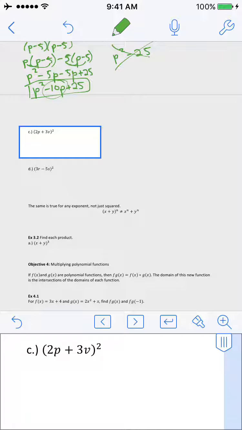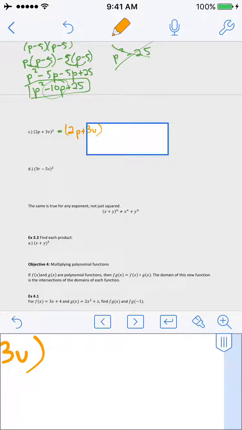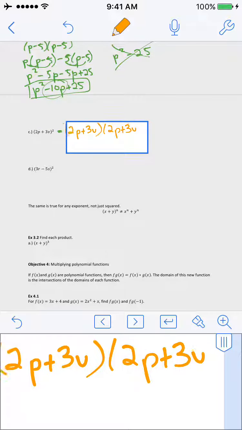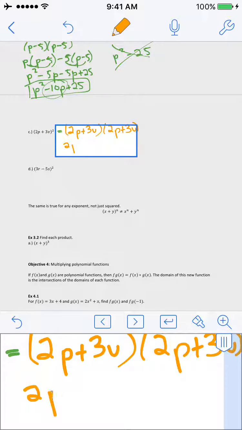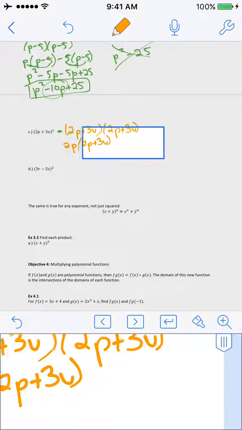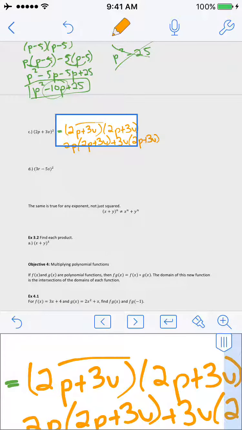But we're going to rewrite this as, let's use a different color, 2p plus 3v times 2p plus 3v. Right? So we'll rewrite it as that. And then we'll split it up via monomials. So 2p times 2p plus 3v plus 3v times 2p plus 3v. Right, so I'm just, again, splitting up the monomial.